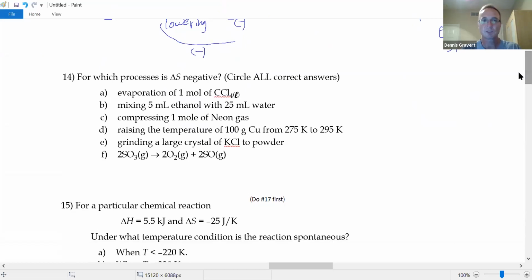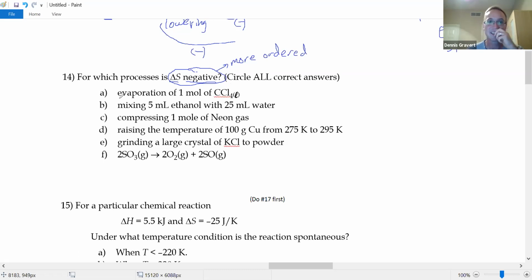Okay, 14. For which processes is delta S negative? So first, ground yourself. What does that mean? Well, delta S is the randomness factor. It increases as things get more random, more disordered. If it's negative, that means it's less random, more ordered, more organized, more neat, and put in its place.